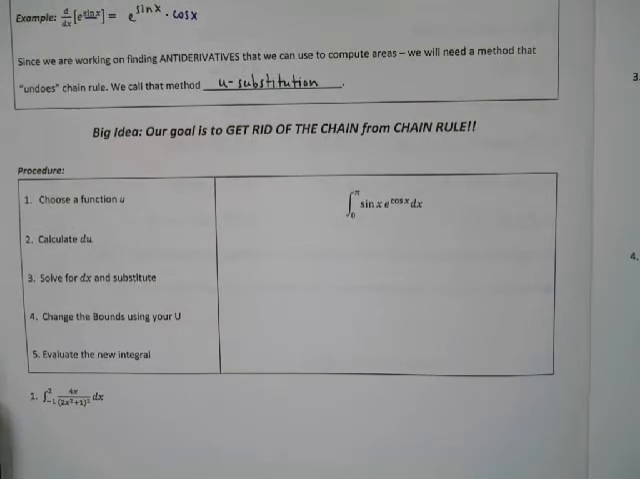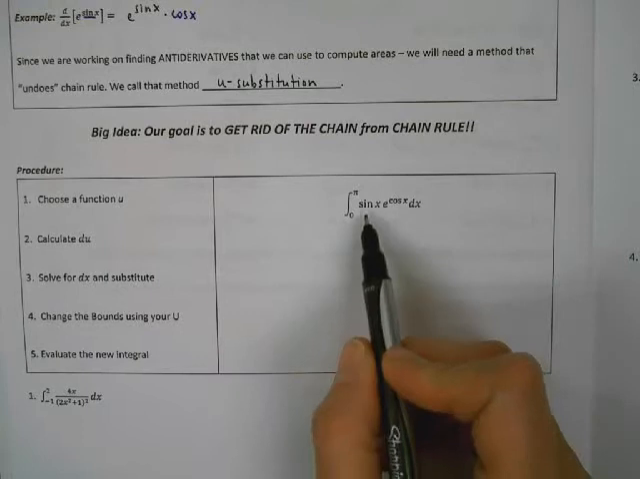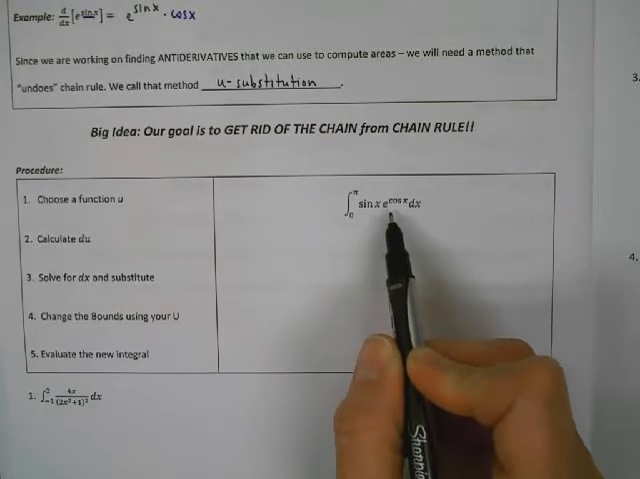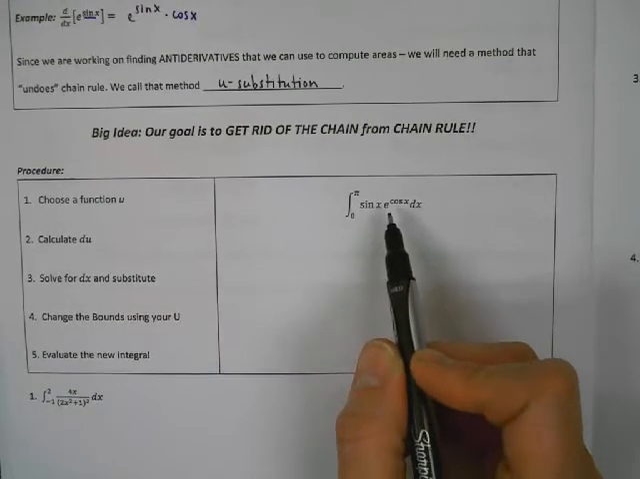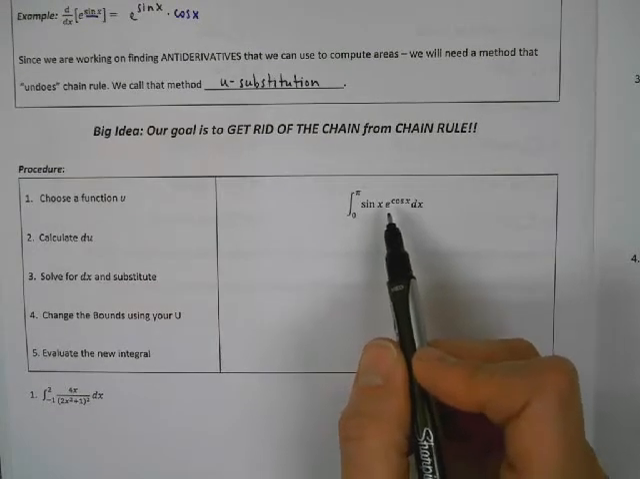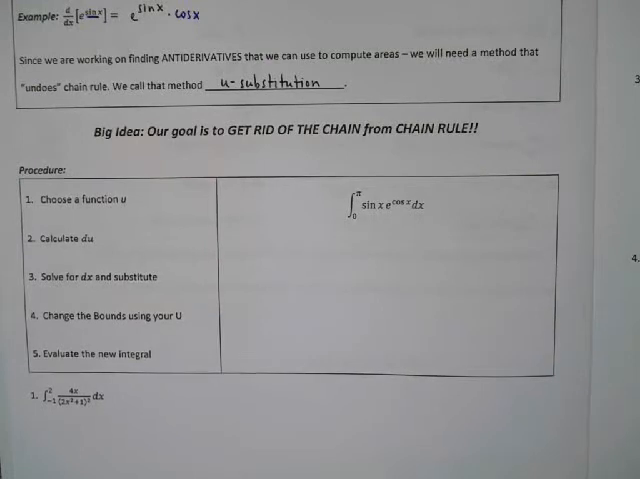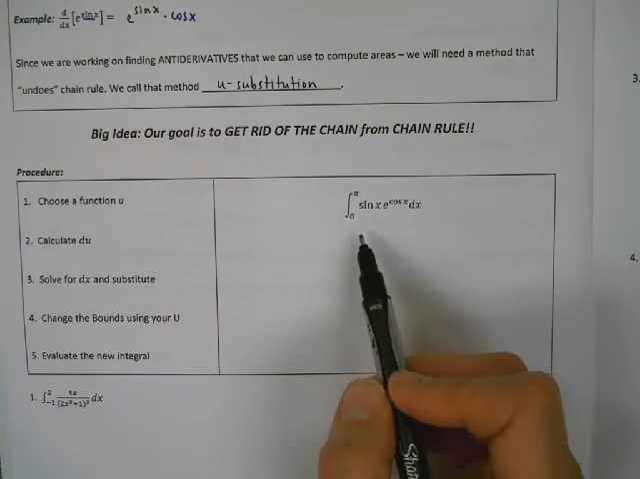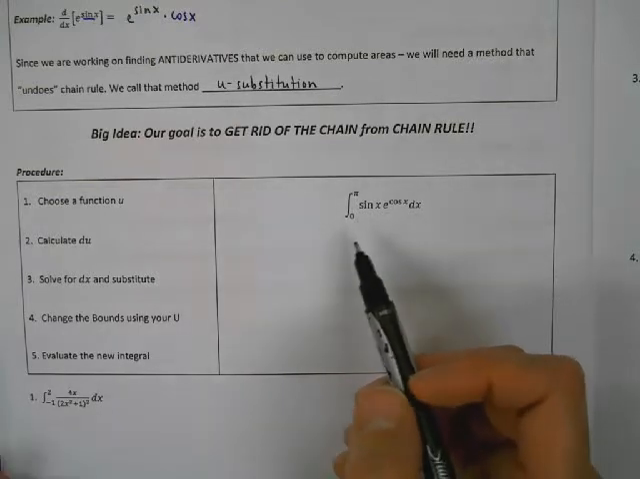And here's how you'll know you need to use U-Substitution. If I look at this function, sine of x times e to the cosine of x, there's no function I know that has that derivative. So it's not just a straightforward one that I could have memorized. So that tells me there's something here that came from the chain rule that I have to undo.